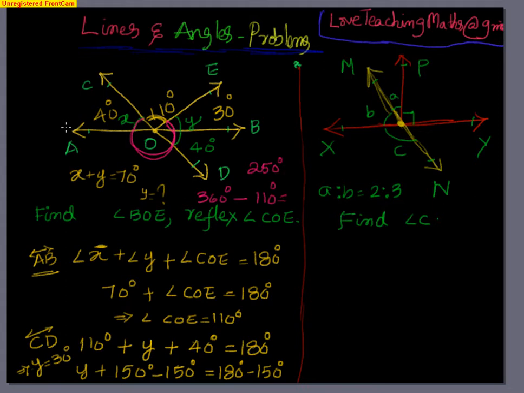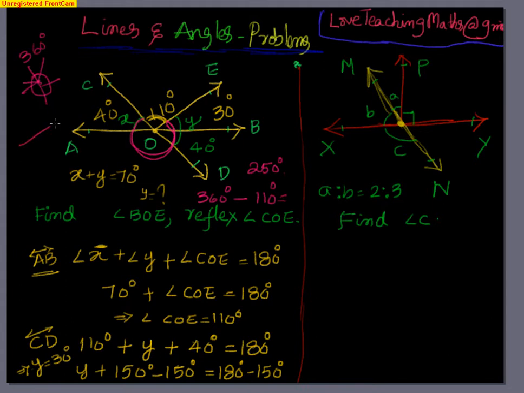Now I think we already know that the angle at any point is always 360 degrees. Suppose I have a point, at that point how many lines can I have? All of them should together make an angle of 360 degrees.